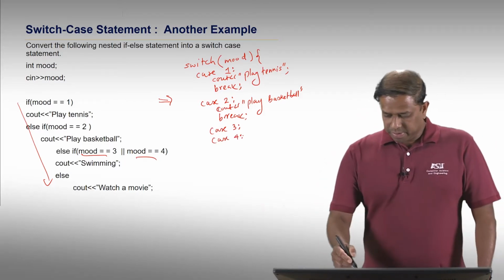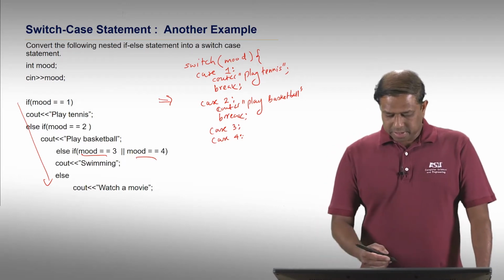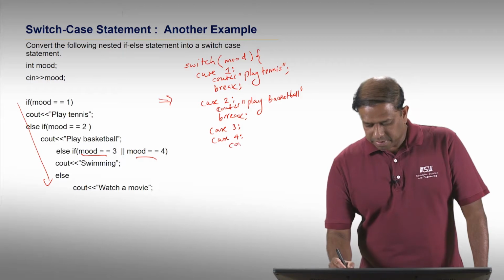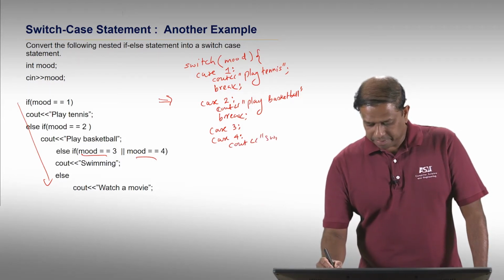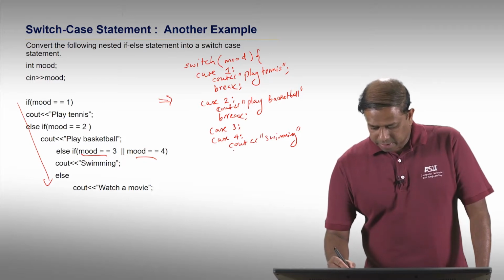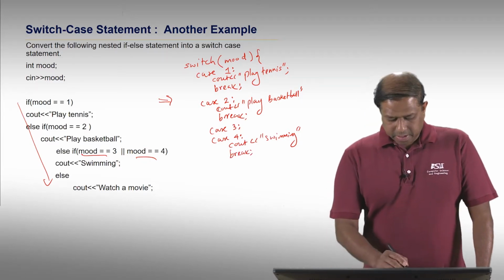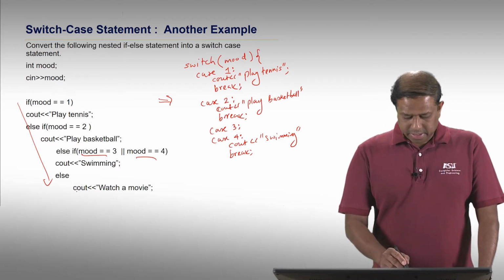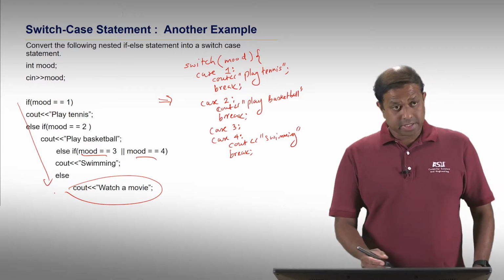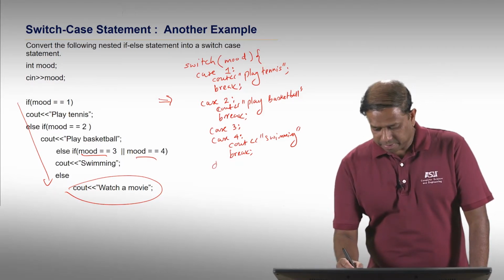All right. So we see how this executes with some values in here. So then case 3 and 4 together, we are going to display the message saying go swimming, right? All right. So now we need to have the break statement in here. Now if any of these things are not the case, then we say watch a movie. So essentially this is the default case, right?